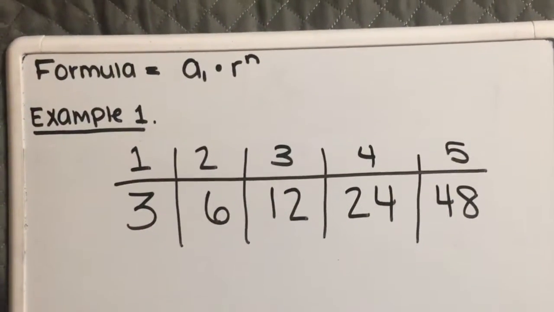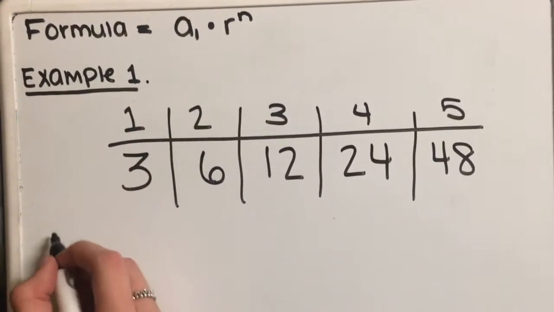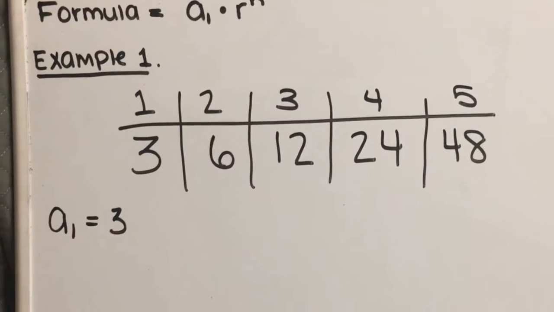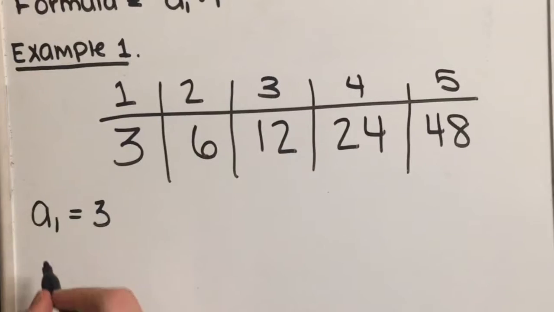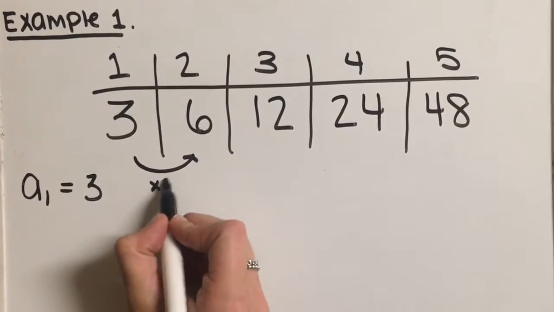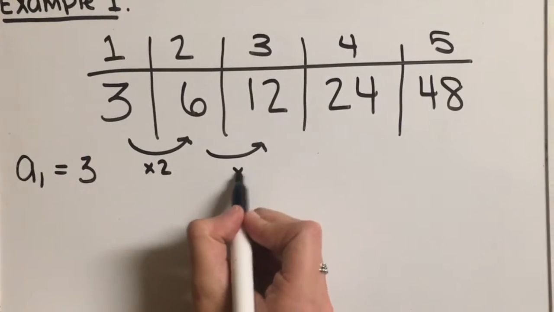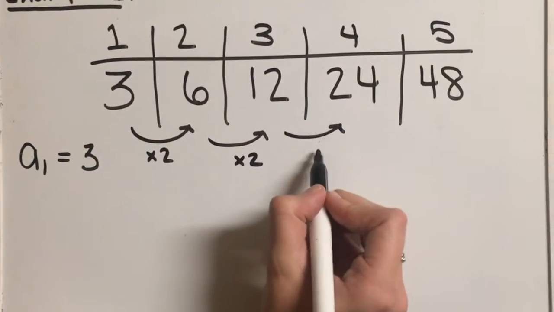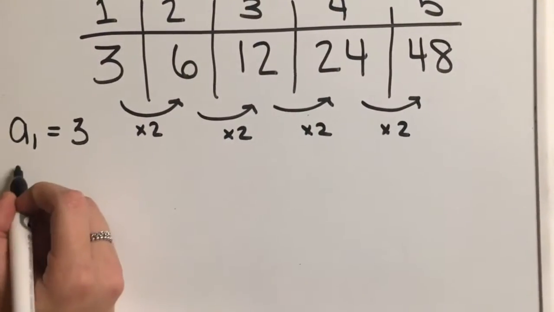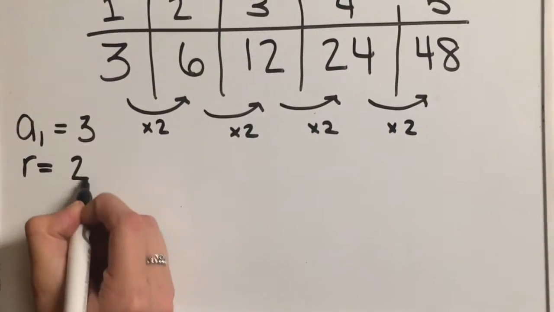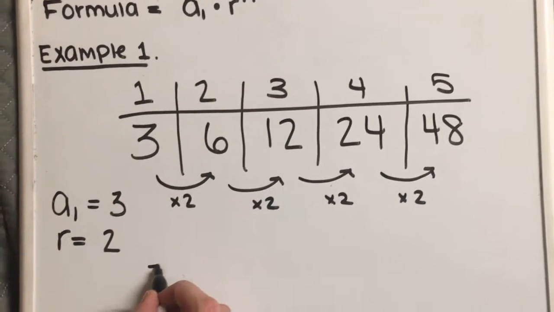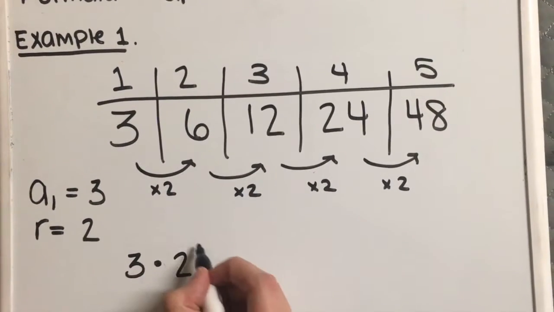In this sequence, a sub 1, or the first term, is 3. R, which equals the common ratio, is 2. We know this because 3 times 2 equals 6, 6 times 2 equals 12, 12 times 2 equals 24, 24 times 2 equals 48. So far, our formula for this sequence is 3 times 2 to the nth power.